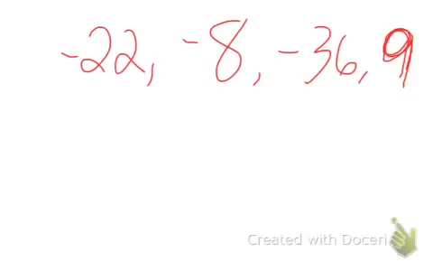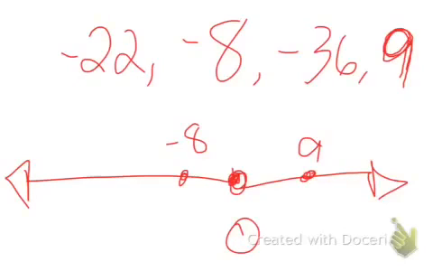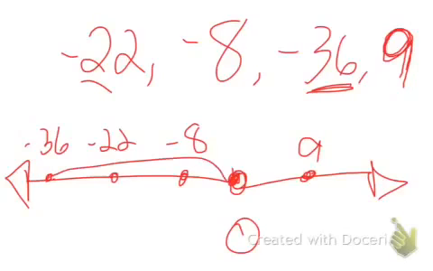Okay, so we can think about it as a number line if we want. If we were putting these numbers, which number would go the furthest to the left? Well, if we put the 9 there, which one else is close to 0? Well, 8 is close to 0, that'd be over here. If we did negative 22, that'd be over here. And negative 36 has got to be the furthest over there because it's the furthest from 0. Because negative 36 is 36 away from 0, and negative 22 is only 22 away from 0.